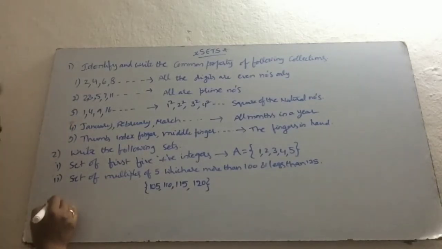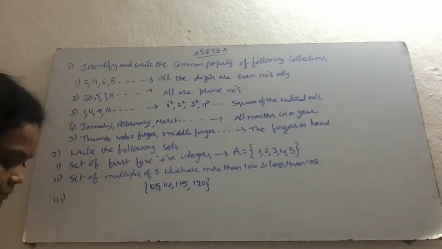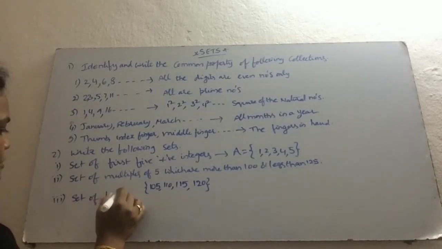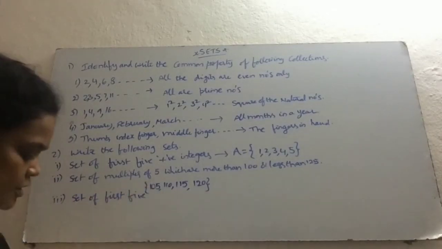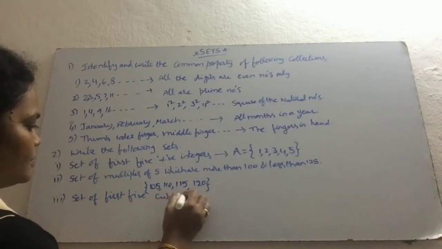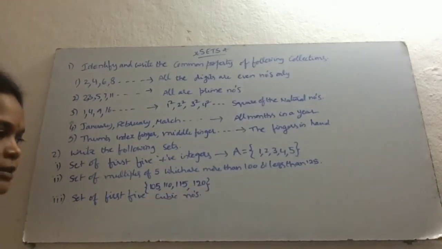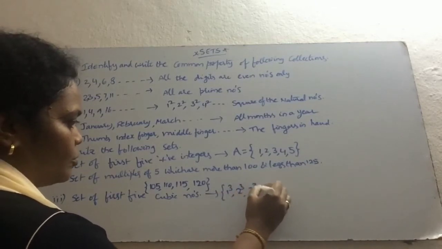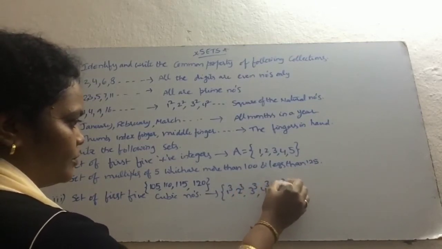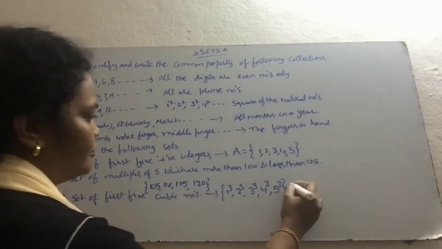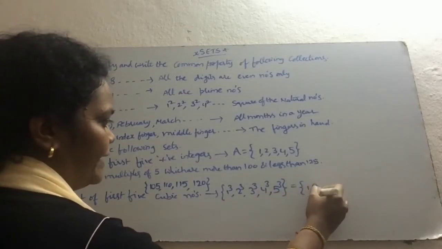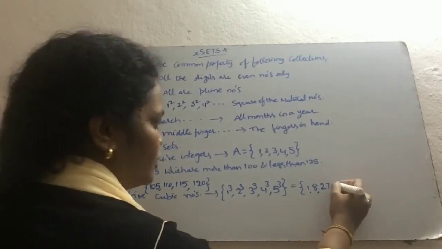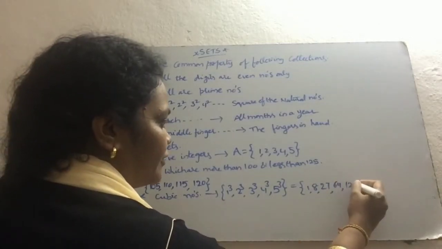And next one, set of first five cubic numbers. That means 1 cube, 2 cube, 3 cube, 4 cube, 5 cube. That is equal to 1, 8, 27, 64, 125.